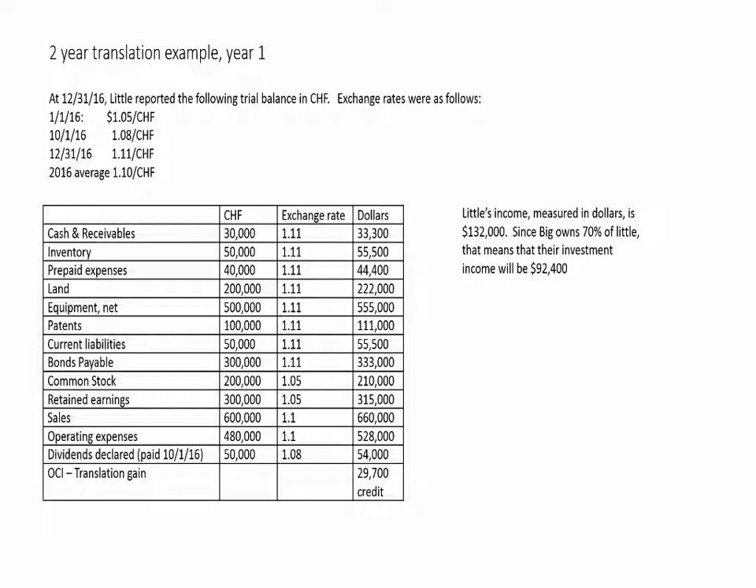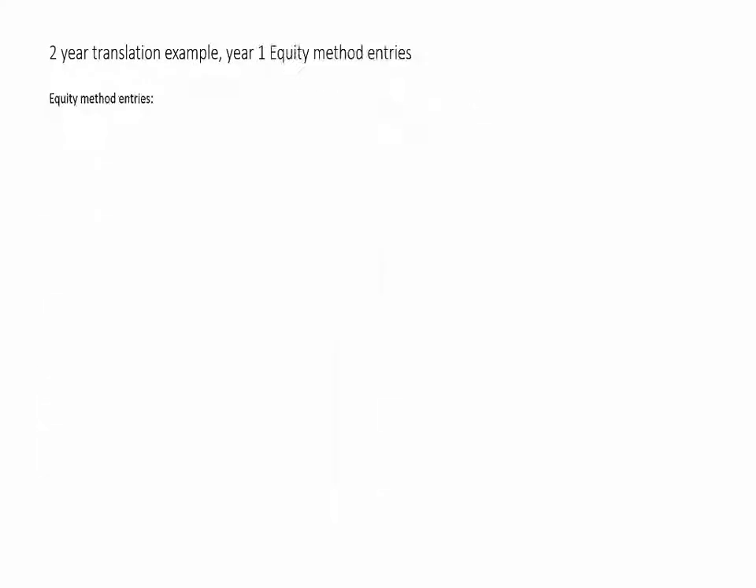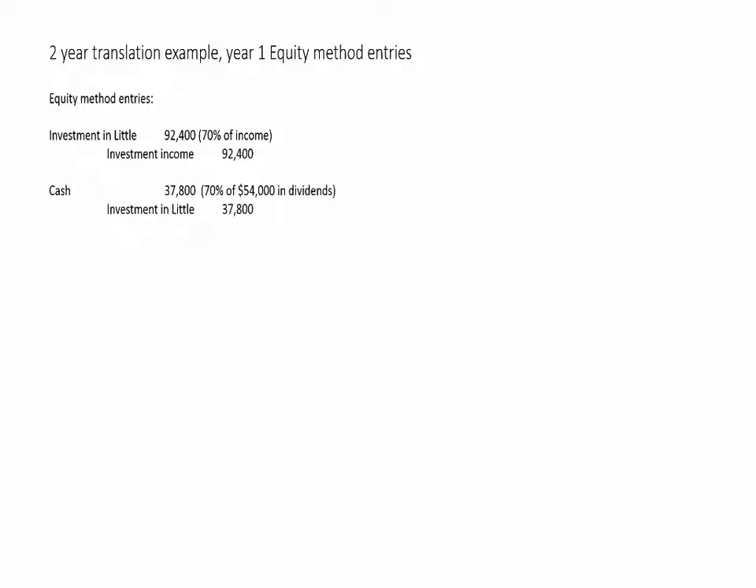Little's income measured in dollars is $132,000, again basically sales of $660,000, less operating expenses of $528,000. Since Big owns 70% of Little, that means that their investment income will be $92,400, 70% of $132,000. So let's go ahead and run through our equity method entries. Income, again 70% of Little's reported income. Dividends, again $54,000 cash equivalent in dividends. Big received 70% of that.